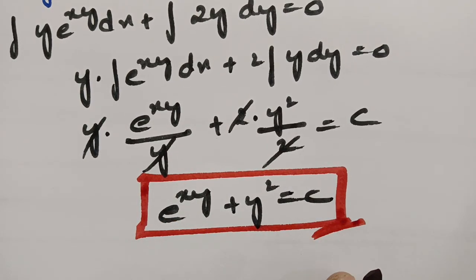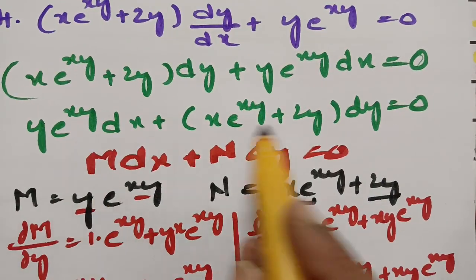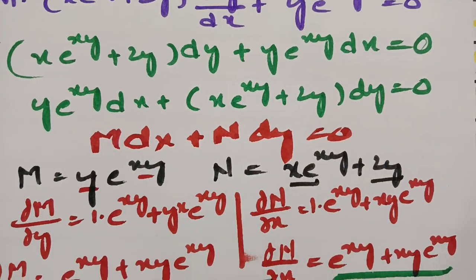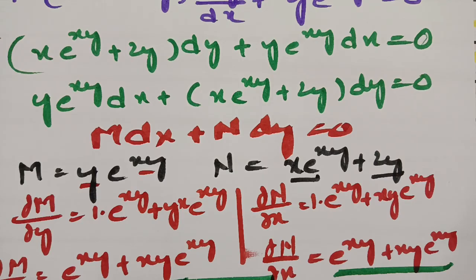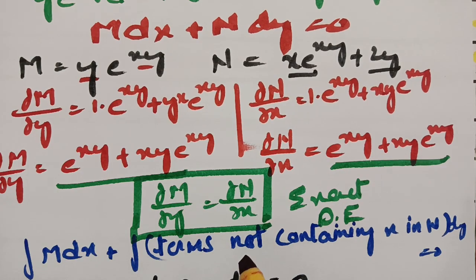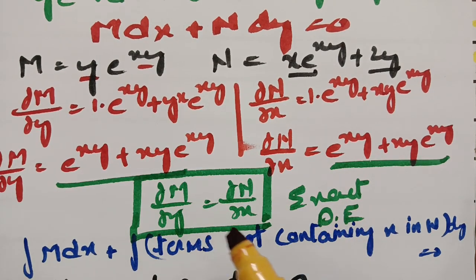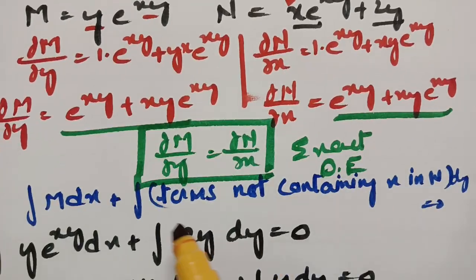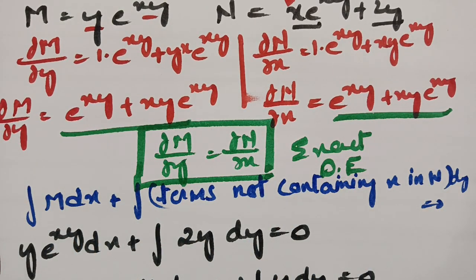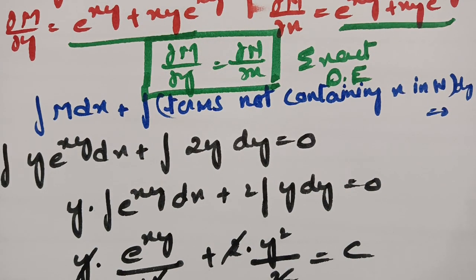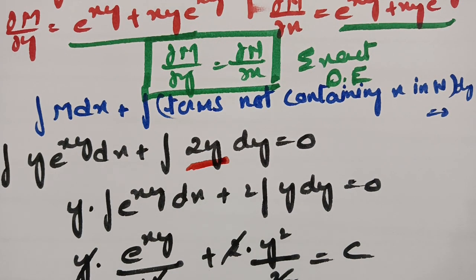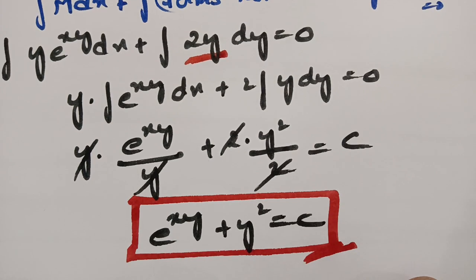So this is how we have to solve. First of all, we have to take M and N from the given equation. We have to write it properly here. We take the M value and N value, and M should be differentiated with respect to y, and N should be differentiated with respect to x. After that, we check ∂M/∂y equal to ∂N/∂x. If both are equal, we say that it is an exact differential equation. This is the formula for the solution: integral of M dx plus the terms not containing x in N, dy, equal to 0. So we have to pick the terms which are not containing x. There is a single term here, that is 2y, and after integrating, the final answer is like this.